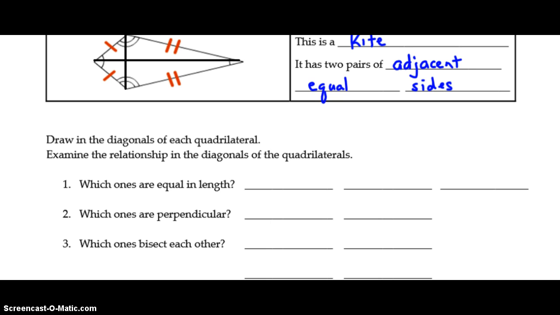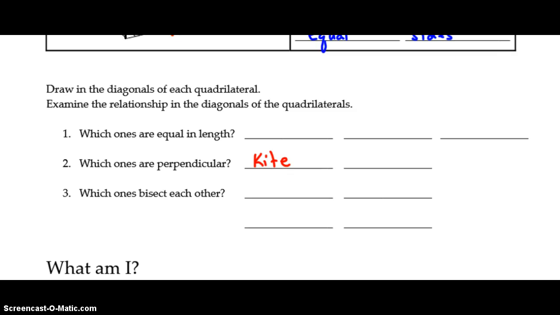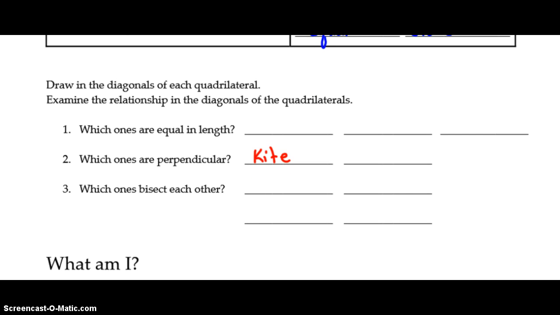So you can see here that those are not equal in length. They are perpendicular, and they do not bisect each other. Bisect means cut in half. This long one cuts the short one in half, but the short one does not cut the long one in half. So take a few minutes and draw in the diagonals for all the quadrilaterals and fill in these blanks.